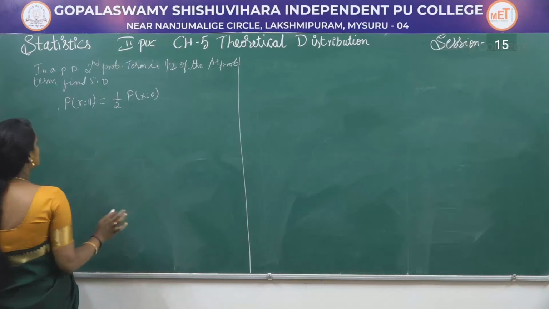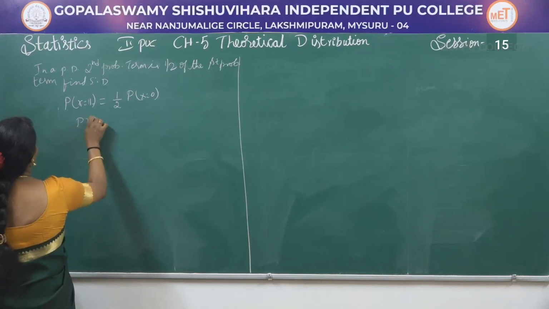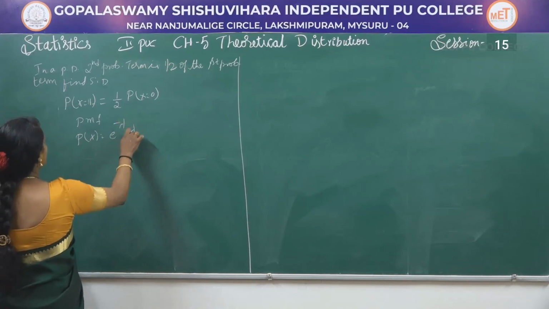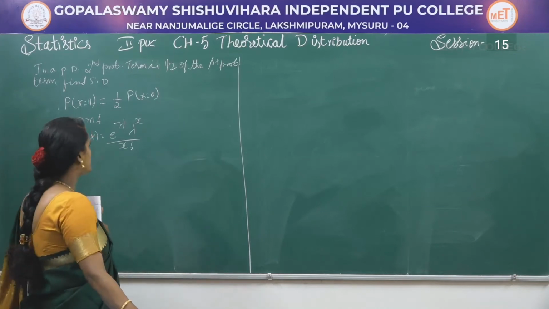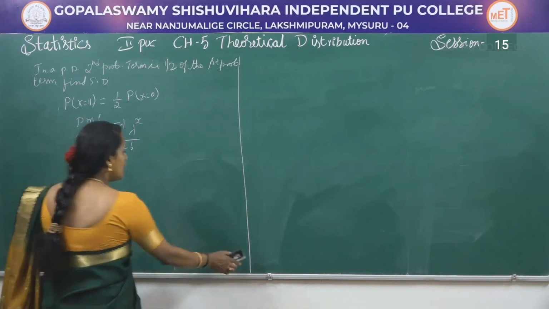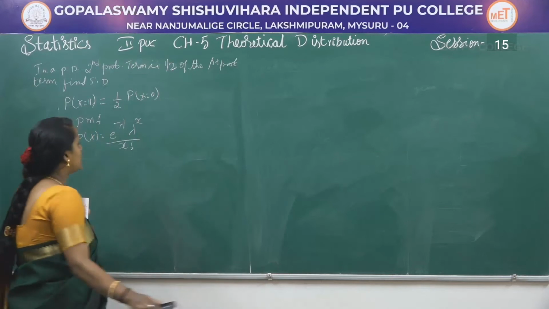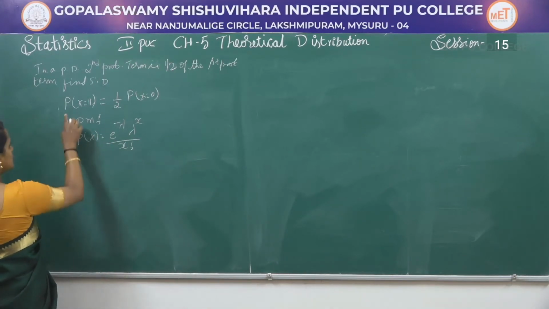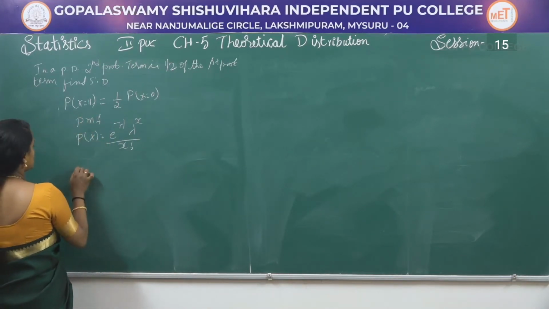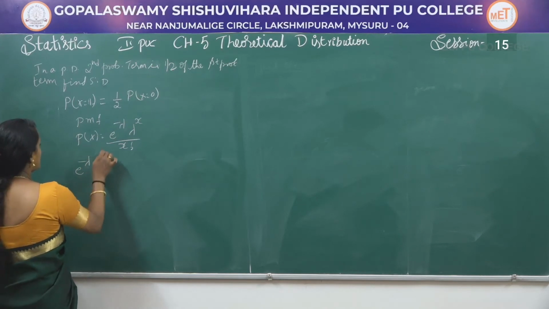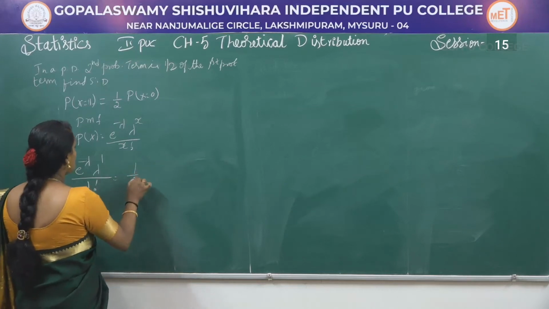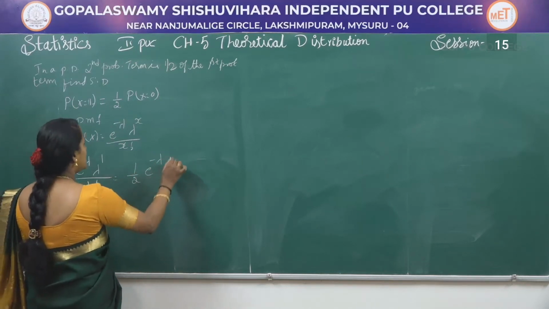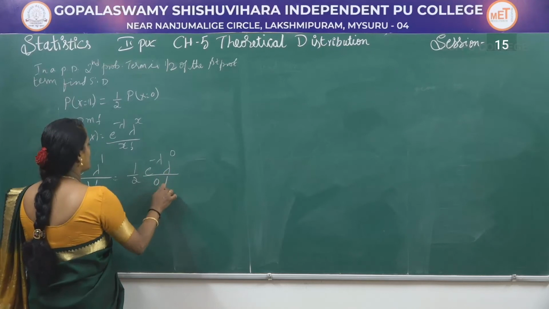We have to find the standard deviation. Let me write the PMF. It is P of x equals e power minus lambda, lambda power x by x factorial. After this, let me write the relation with the substitution. P of x equals 1, that is e power minus lambda, lambda power 1 divided by 1 factorial, is equal to half of e power minus lambda, lambda power 0 by 0 factorial.